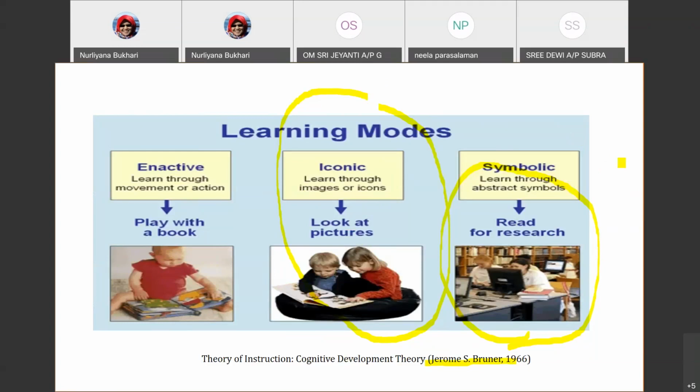I think one of you is doing instructional, right? Instructional leadership. I'm not saying that you have to include this, but see how Jerome Bruner's theory is related to your research.